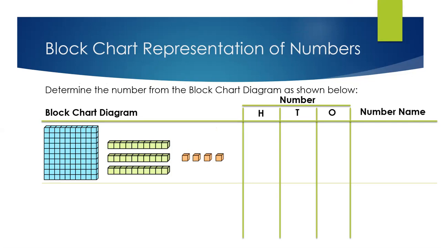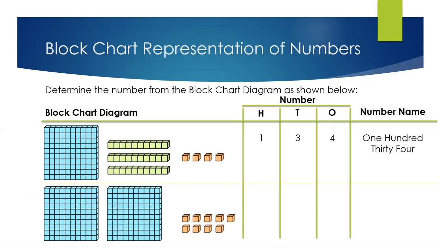So let us see how many hundreds are there. We are having 100. So how many hundreds? 100. How many tens are there? We are having three tens. One, two, three. So three tens are there. And how many ones are there? We are having four ones. One, two, three, four. So the number formed is 134.